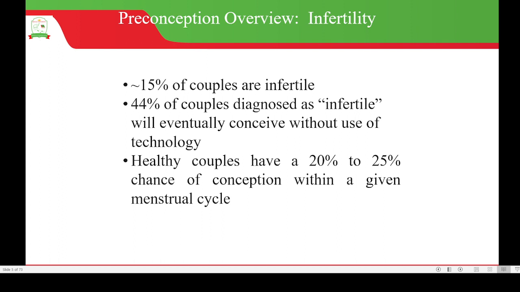Preconception overview. Infertility. Research has it that about 15% of all couples are infertile, and 44% of couples diagnosed as infertile will eventually conceive without the use of technology. And healthy couples have about 20 to 25% chance of conception within a given menstrual cycle.